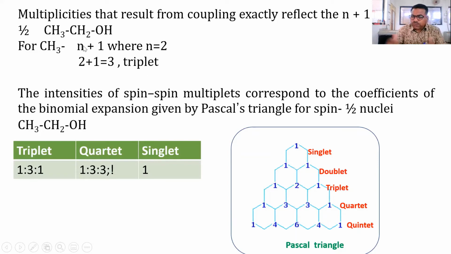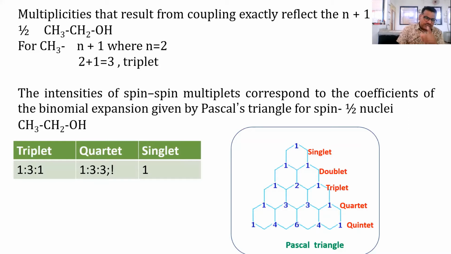Whenever this kind of situation exists, and the n plus 1 rule is applied to the particular molecule, according to that n plus 1 rule you are getting this multiplet. Definitely it is a first order spectrum. So this is the second characteristic.